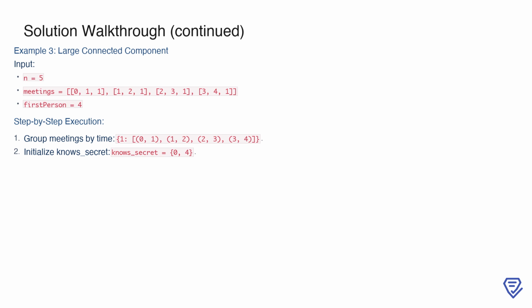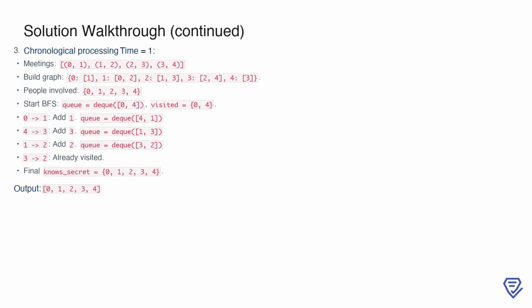With this setup, we have a connected component spanning all the people, and we need to determine who ends up knowing the secret. At time 1, all the meetings are processed together. A graph is built where each person is connected to their neighbors, forming a chain. Person 0 is connected to 1, person 1 is connected to 0 and 2, and so on, until person 4. The people involved include everyone from person 0 to person 4.